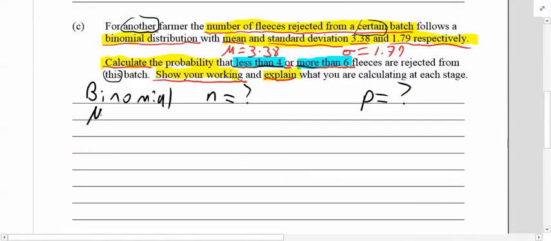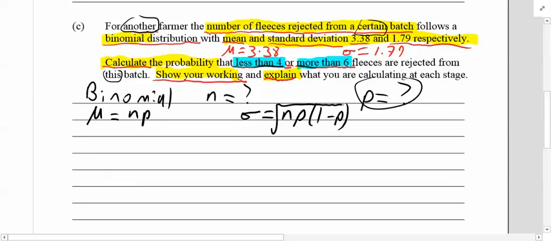Okay, so mean equals NP, and I'm going to call it P because I'm used to calling it P. And standard deviation equals the square root of NP(1 minus P), with a big square root veranda over the top of it. Keep the rain out. Okay, so now let's see what we can do with that.